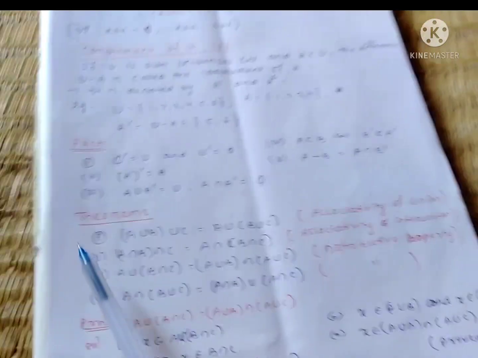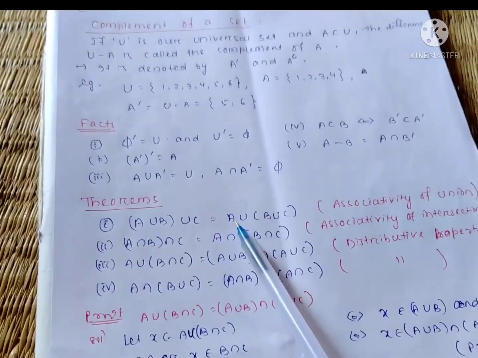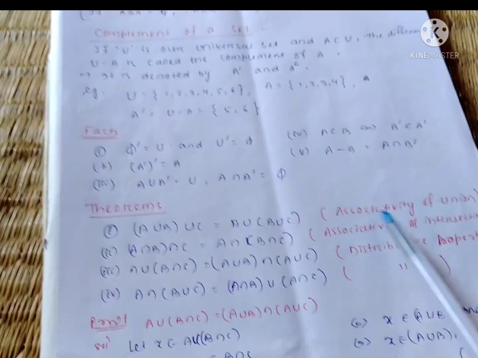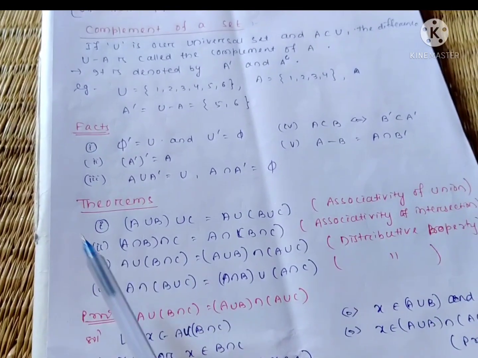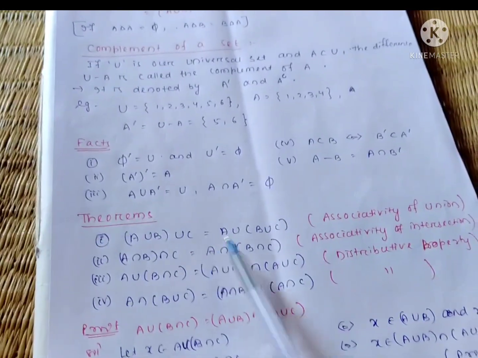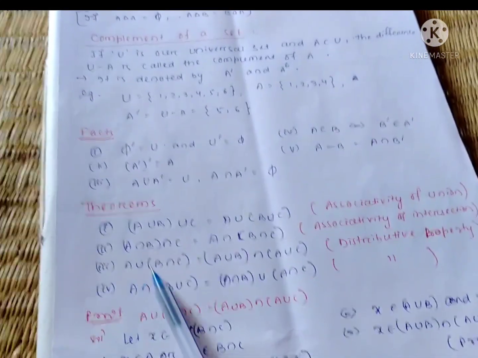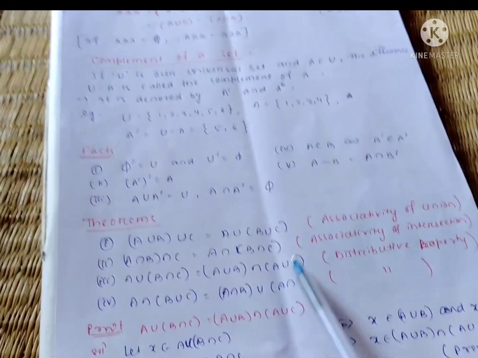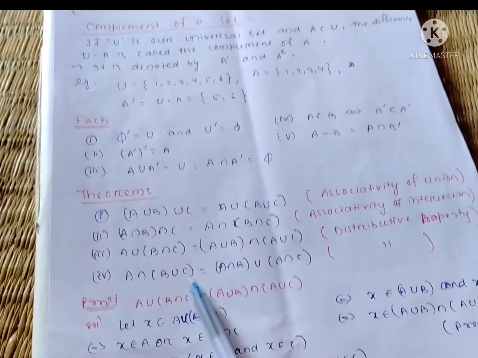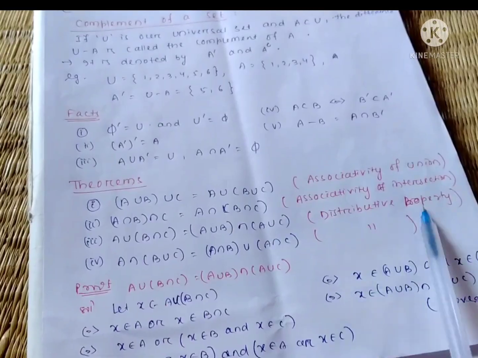And some theorems regarding the set theory: (A union B) union C equal to A union (B union C), which is the associative axiom of union. (A intersection B) intersection C equal to A intersection (B intersection C), associative property of intersection. A union (B intersection C) equal to (A union B) intersection (A union C), distributive property. A intersection (B union C) equal to (A intersection B) union (A intersection C), it is also a distributive property.